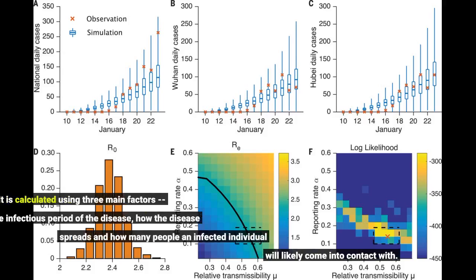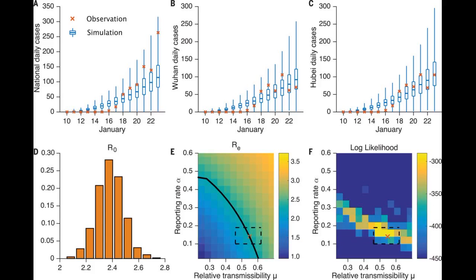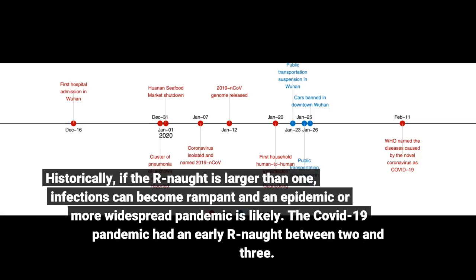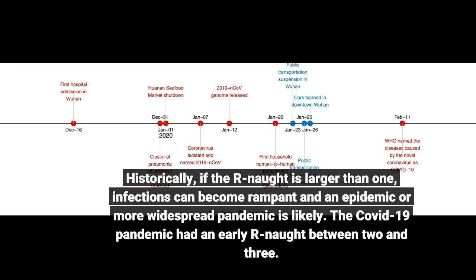It is calculated using three main factors: the infectious period of the disease, how the disease spreads, and how many people an infected individual will likely come into contact with. Historically, if the R-naught is larger than 1, infections can become rampant and an epidemic or more widespread pandemic is likely. The COVID-19 pandemic had an early R-naught between 2 and 3.